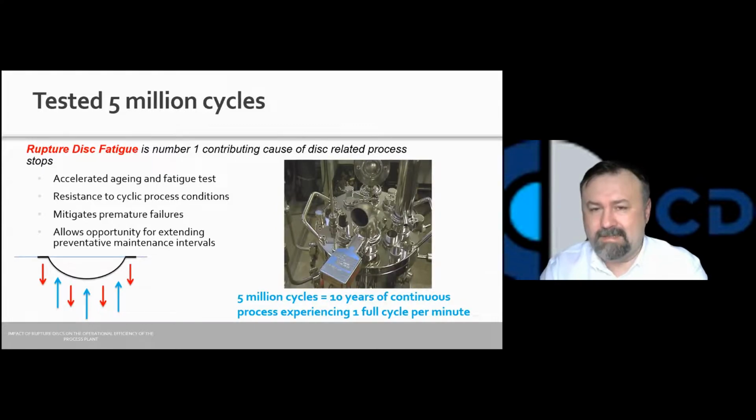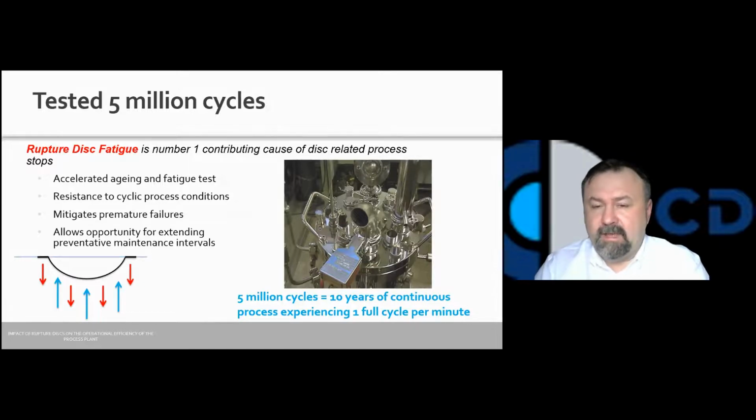So what does it actually mean? Well, the number one reason for rupture disk failures in the process is fatigue. If you imagine, the disk is the weakest point in all of the process; it's designed to be the weakest point. So in the case of runaway reactions, for example, or any other safety case, the disk opens first, relieving an overpressure before the actual equipment that it's protecting ruptures or is damaged.